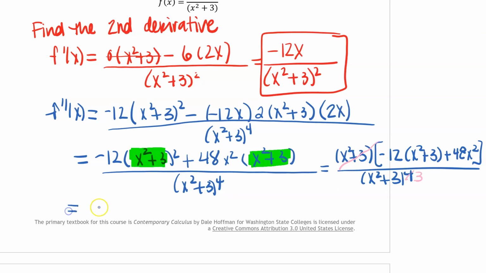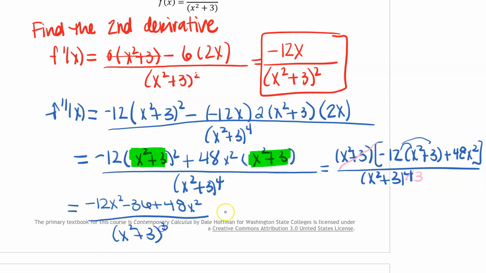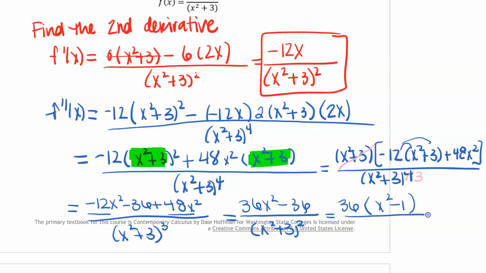So this leaves us with, I'm going to go ahead and distribute this in, negative 12x squared minus 36 plus 48x squared all over x squared plus 3 to the 3rd. And then combine these like terms, so that gives me 36x squared minus 36 over x squared plus 3 squared. In the top, I could factor a 36 out, leaving me with x squared minus 1 over x squared plus 3 squared. And that would be my second derivative.